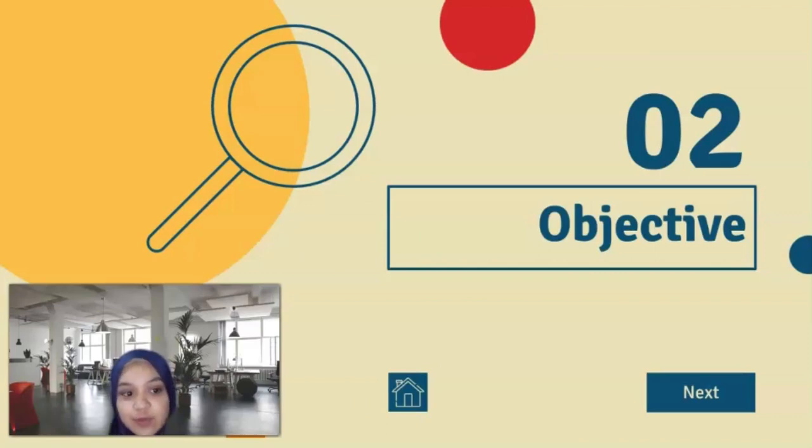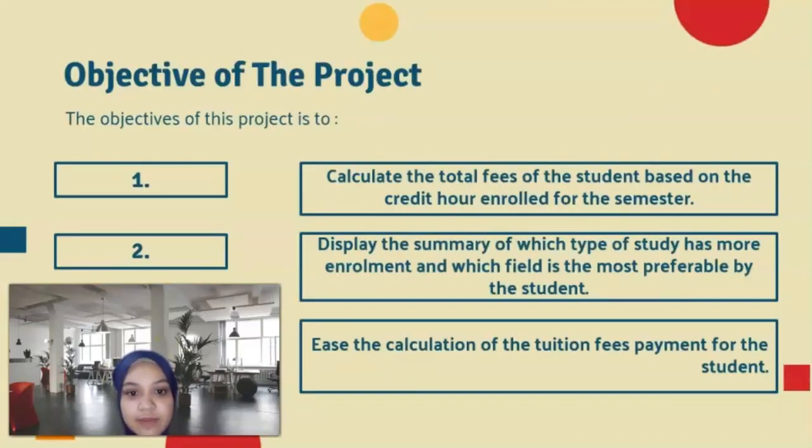Next is the objective of the project. And this is our objective of this project. The first is to calculate the total fees of the student based on the credit hour enrolled for the semester. And the second is to display the summary of which type of study has more enrollment and which field is the most preferable by the student. And the third one is to ease the calculation of the tuition fees payment for the student.